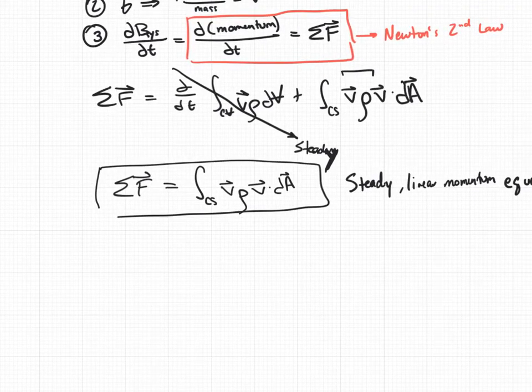Now, what I'm going to do for this class is make this a little bit simpler, and I'm going to show you why. Normally what happens, let's suppose we had some sort of pipe. If we had a pipe, I would draw a control volume, and I would say, okay, here's my control volume right here.